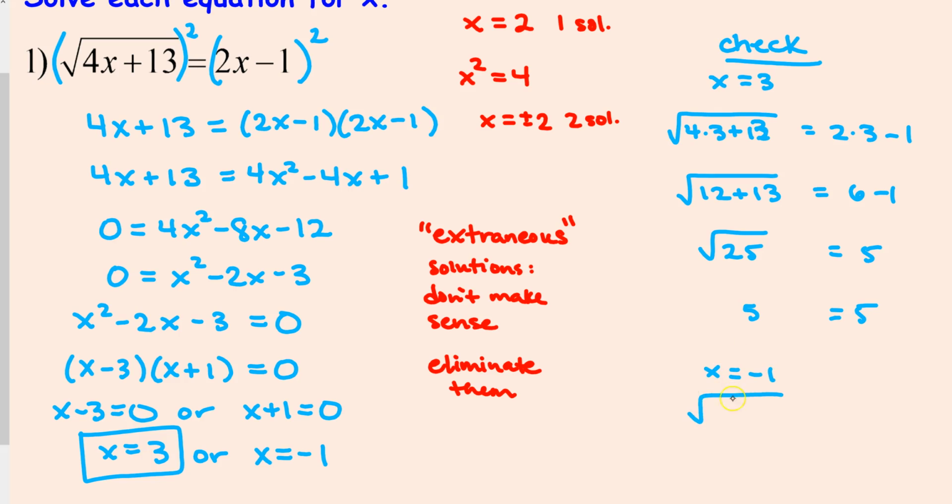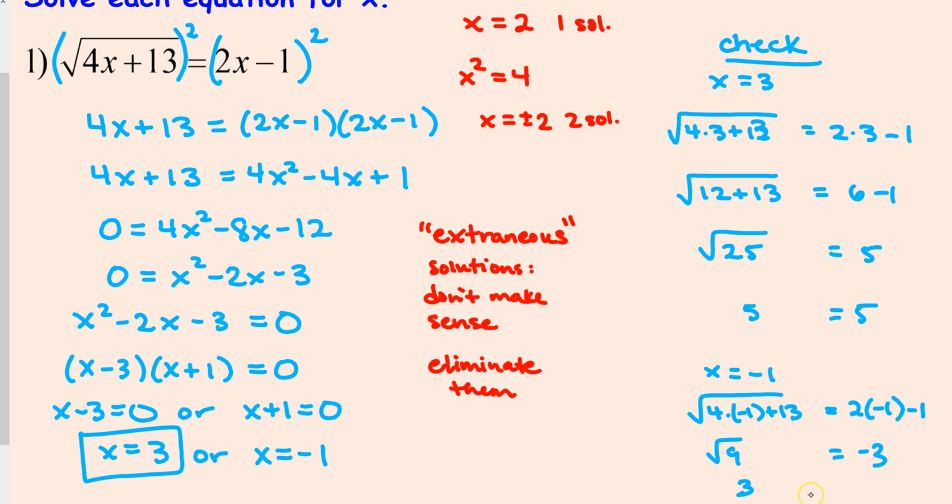So we have the square root of 4 times negative 1 plus 13. And then on the other side, 2 times negative 1 minus 1. So the square root of 4 times 1, that would be negative 4 plus 13, that would be 9. So the square root of 9 is 3. And on the other side, we have negative 2 minus 1, negative 3. So 3 is not equal to negative 3.